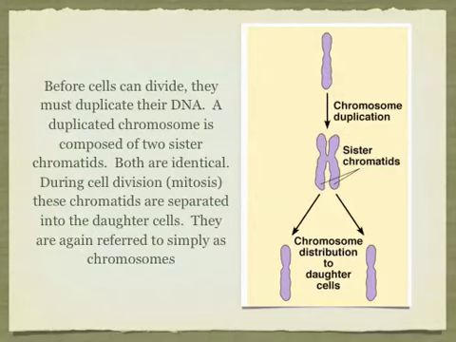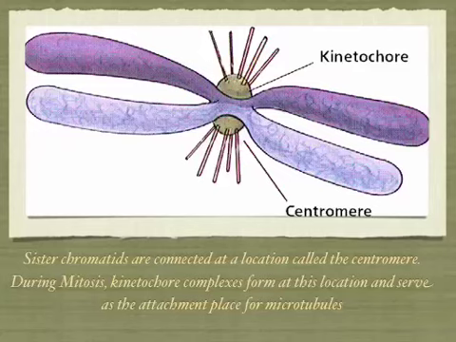Before a cell can divide, it has to replicate its own DNA. This duplicated chromosome is actually composed of two halves. We call these halves sister chromatids. It's these chromatids that, during metaphase of mitosis, are separated and given to each of the daughter cells. These are again called chromosomes at the end.